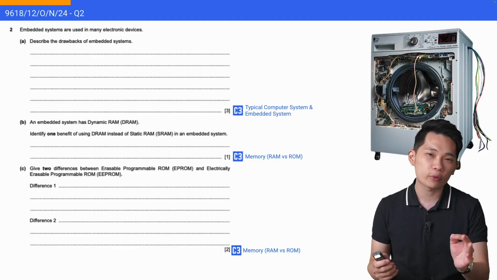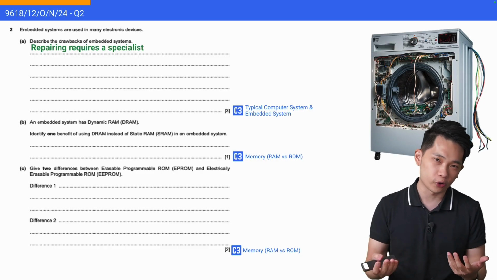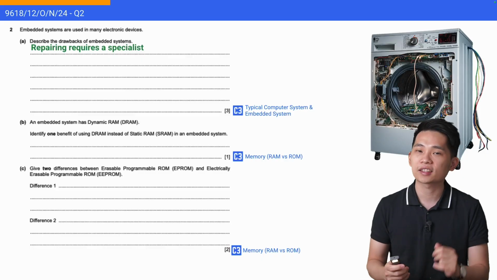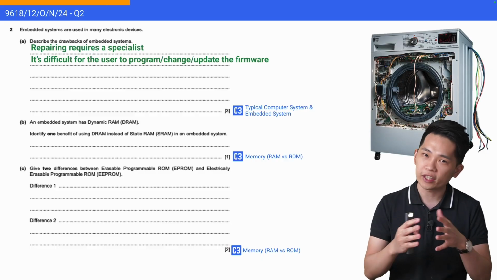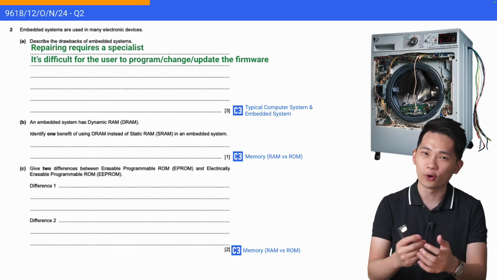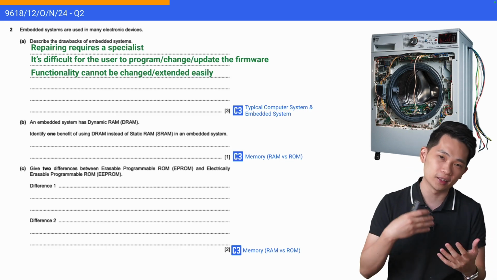First, repairing requires a specialist. For example, if your washing machine is spoiled, normally you need to get a skilled technician to come and fix it. Next, it's difficult for the user to program or change or update the firmware. It's actually quite difficult for you to make any changes to the firmware of the washing machine at your home. Finally, the functionality cannot be changed or extended easily.